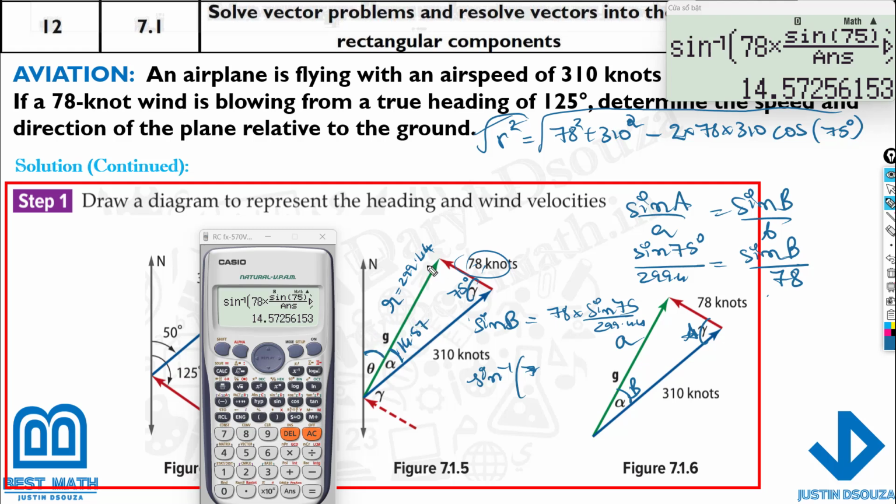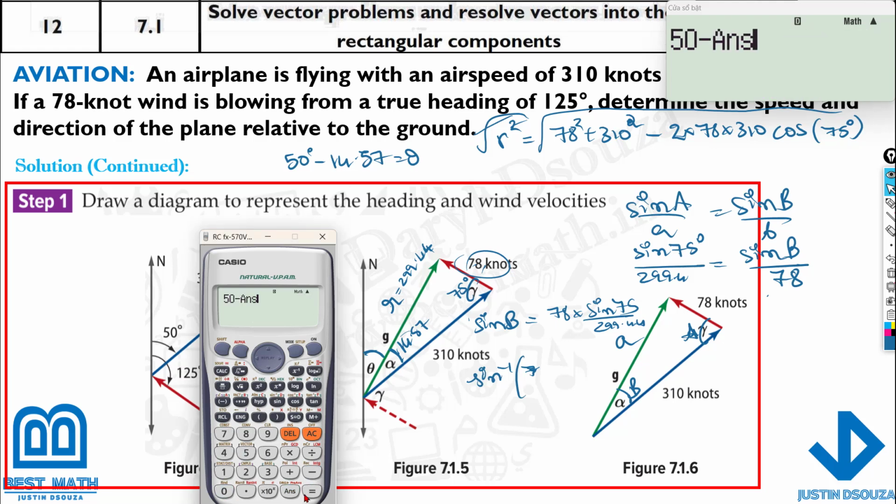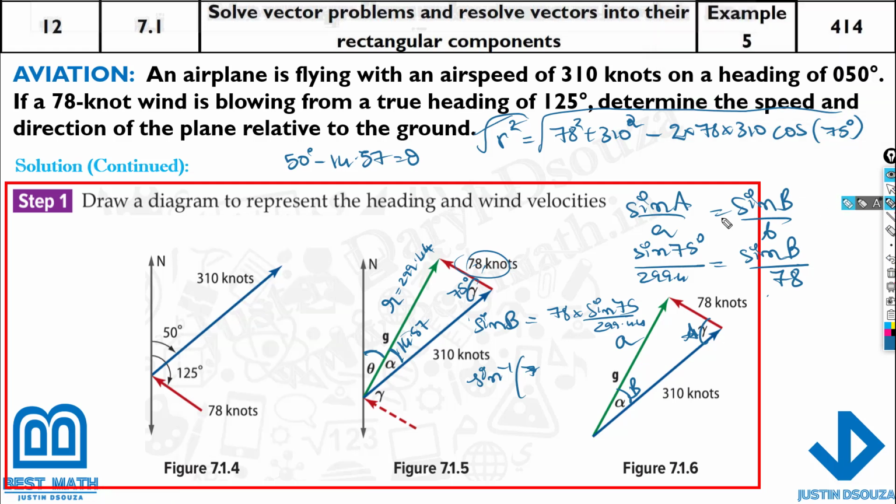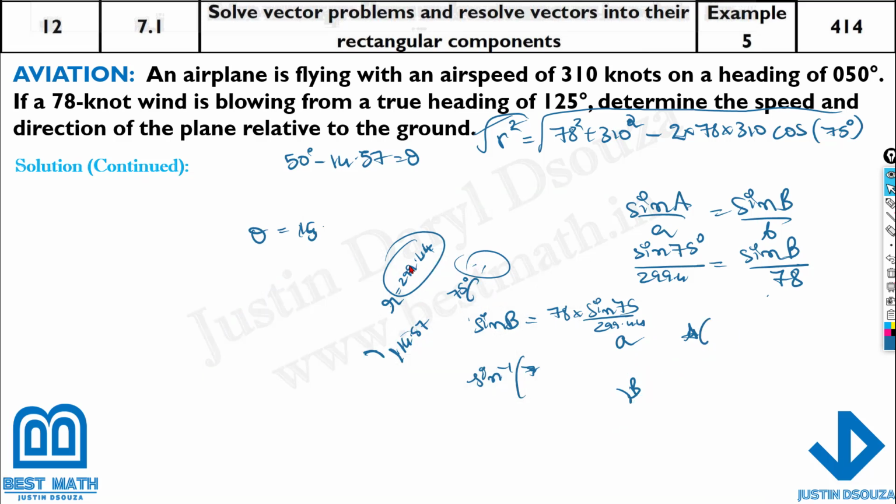What is theta then? Total is 50, right? 50 degrees minus 14.57 will give you theta, because the total is 50. This much is known to be 14.57. Just do 50 minus 14.57. The answer is 35.42. So here the speed is 299.44. The direction is 15 point something. Okay, for 15.4, whatever we got. Yeah, it's 15.43. So that's how we solve it.